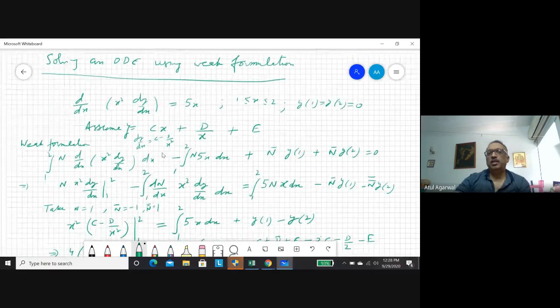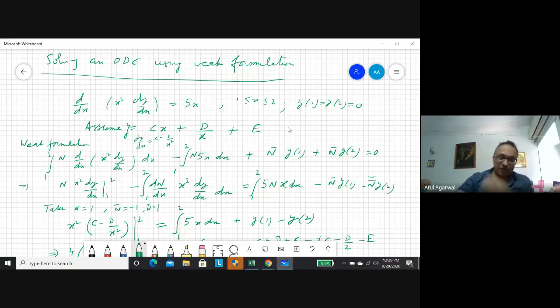You create an equation called weak formulation, and for boundary conditions, either you directly satisfy them, so you directly get two equations, that at x equal to 1 this is 0, and at x equal to 2 this is 0. So you will get two equations. The third equation you get from your weak formulation. So in that case, you don't have to satisfy these. You don't have to put these terms.